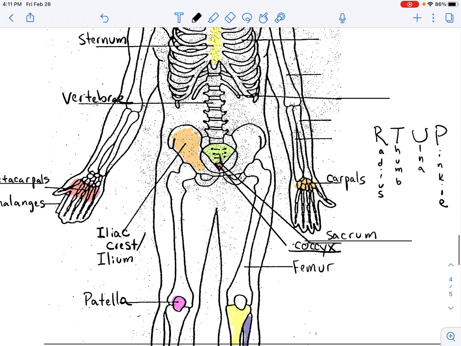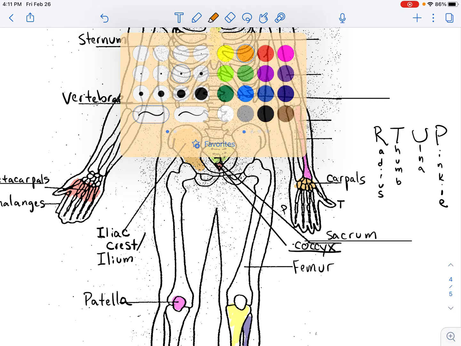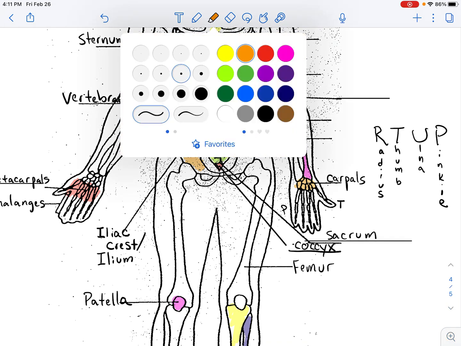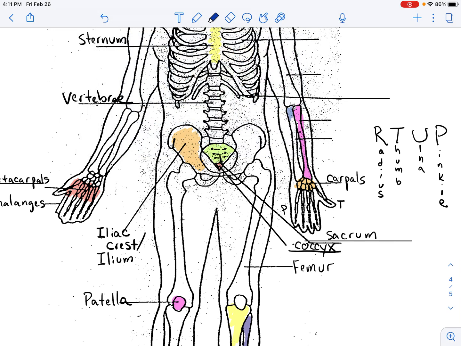So I'm looking at this lower arm and I see the thumb. So I'm going to put a T for the thumb and I'm going to put a P for the pinky. And the radius is on the thumb side and the ulna is on the pinky side. So let me get my highlighter. I see a bone here on the thumb side. And I see, well, let's use a different color besides orange. Let's do blue. I see a bone here on the pinky side.